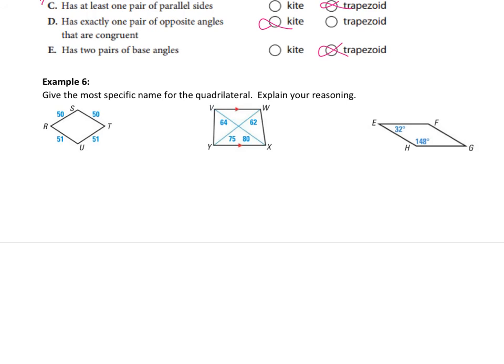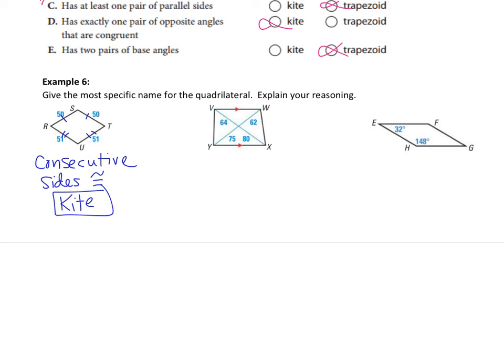On example 6, we've got really 3 different questions built in here. I want you to give me the most specific name for the quadrilateral that is shown and explain why you know that. So in this first one, we see some different sides that are congruent, even though we're just given the numbers, so let's put our markings on there. And if you notice, we don't have opposite sides that are congruent, we have consecutive sides that are congruent. And the only shape that has consecutive sides that are congruent is going to be our kite.